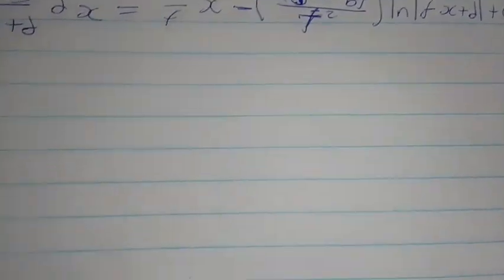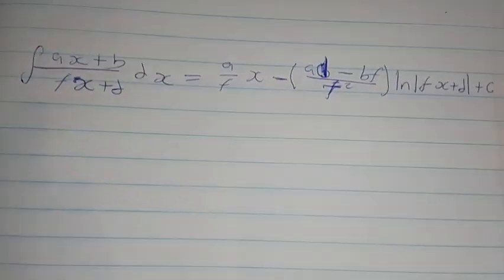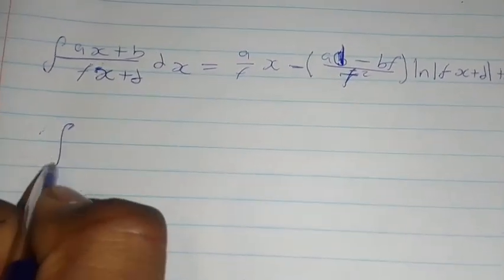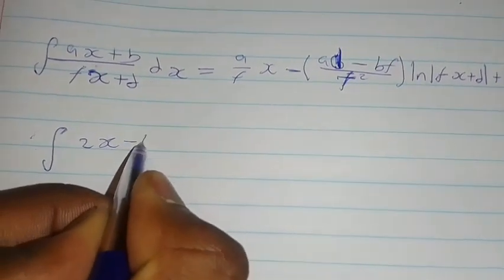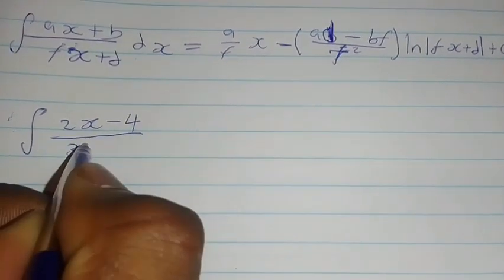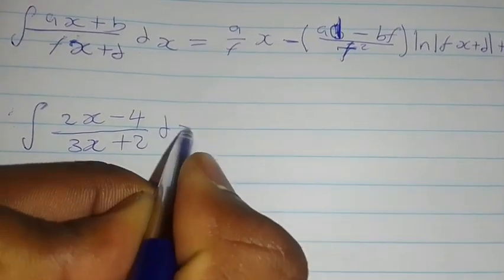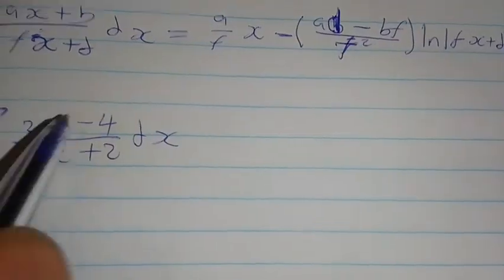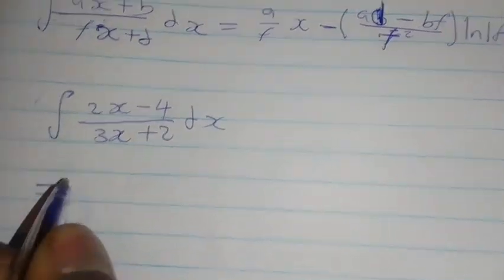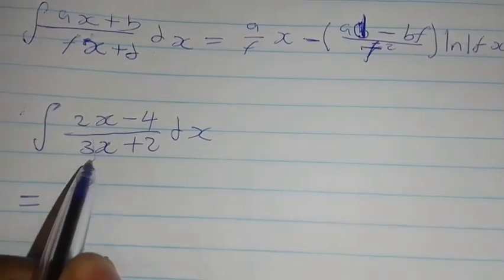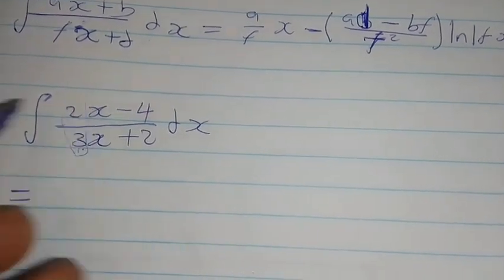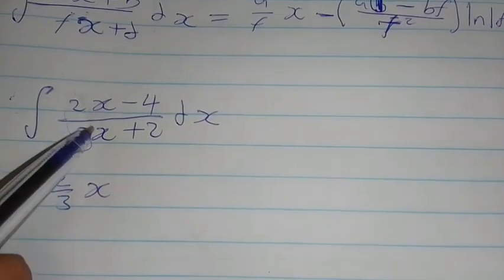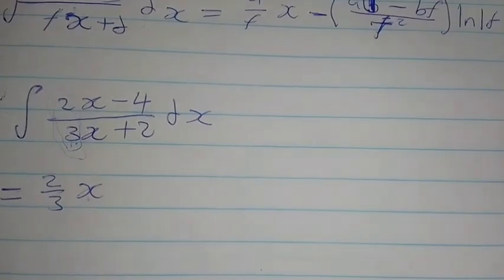So how do you apply this? Basically, if you have linear functions like this, suppose you have the integral of 2x minus 4 divided by 3x plus 2 dx, and it's a multiple choice question. You're going to evaluate it like this. You take the ratio of the coefficients, which is 2 over 3. It doesn't simplify, so it's 2 over 3, then you multiply with x.